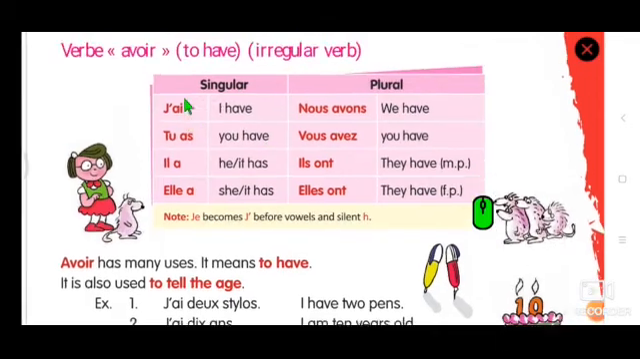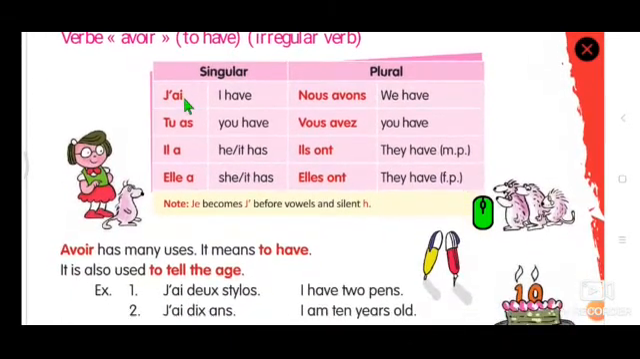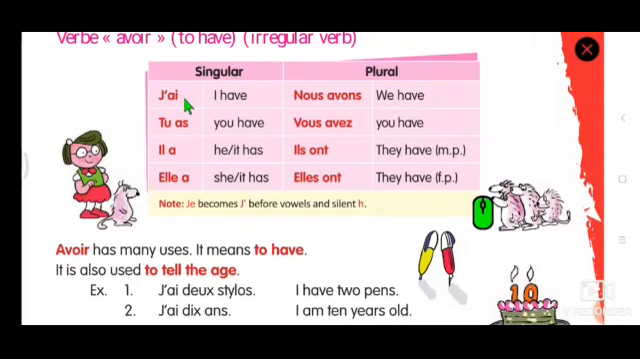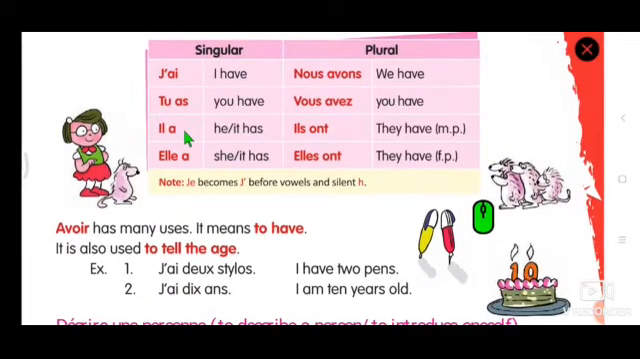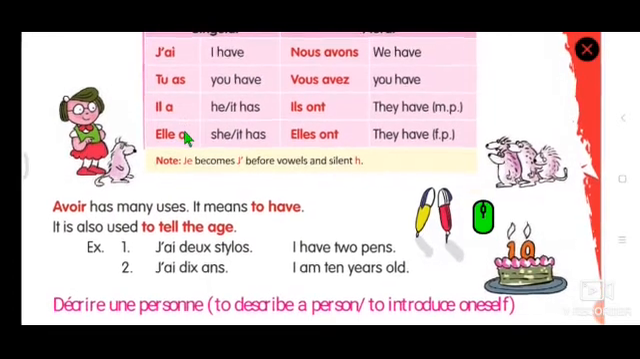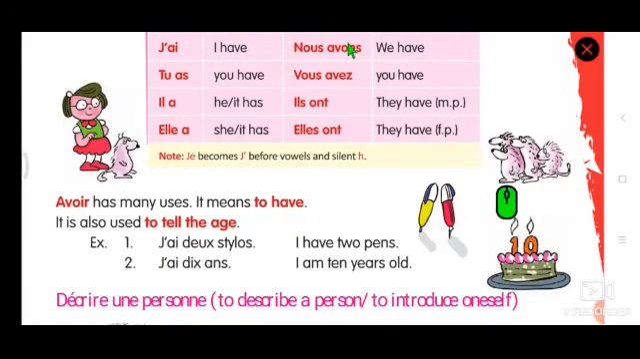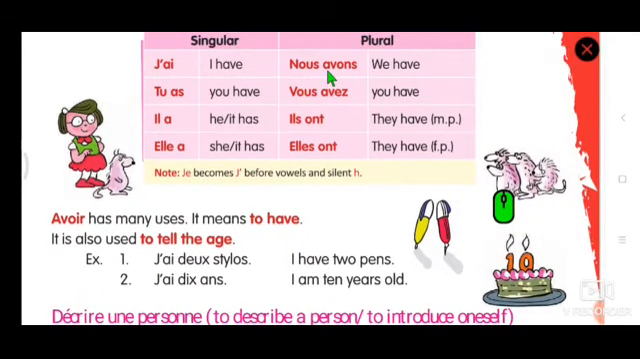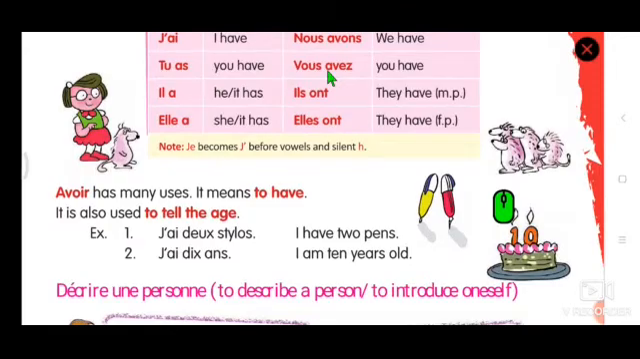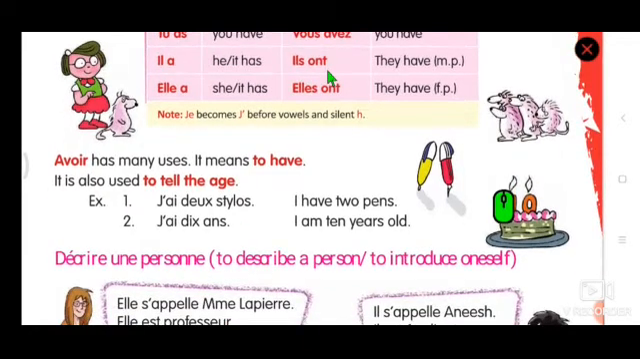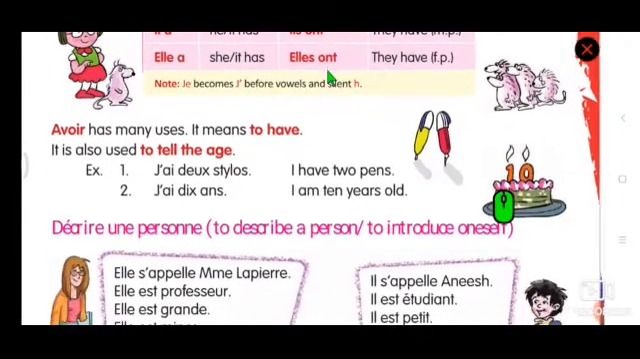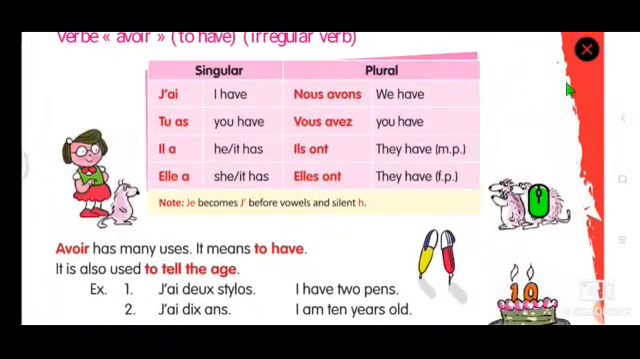Avoir: j'ai, tu as, il a, elle a, nous avons, vous avez, ils ont, elles ont. So for this tabular column you will get 10 marks. You only have to write in French, no need to write in English.